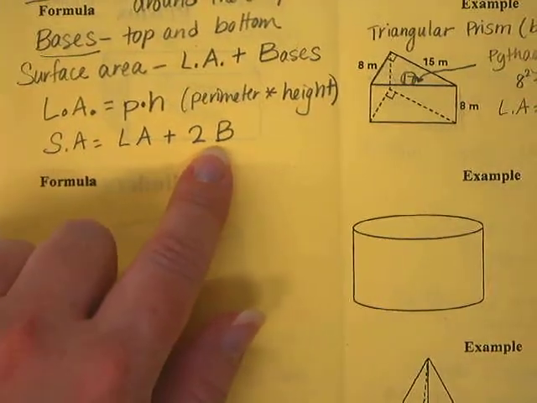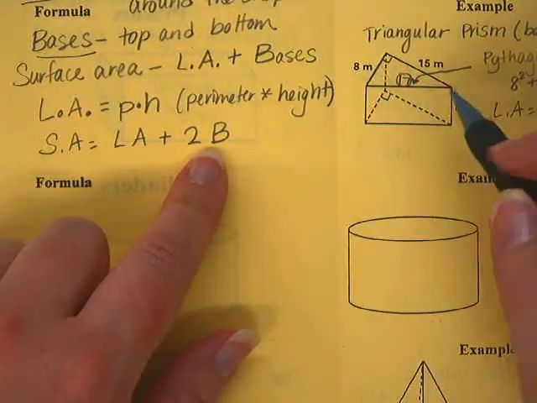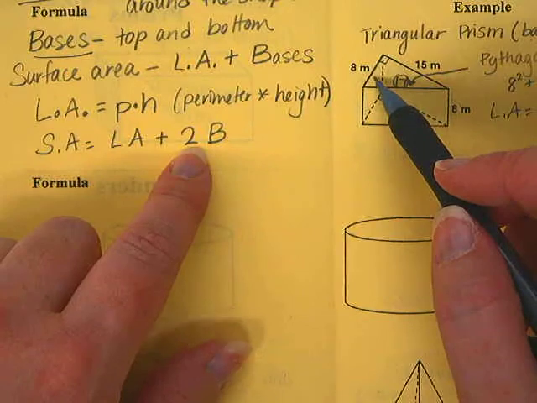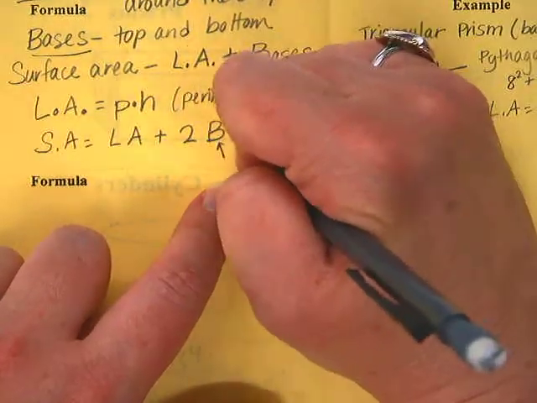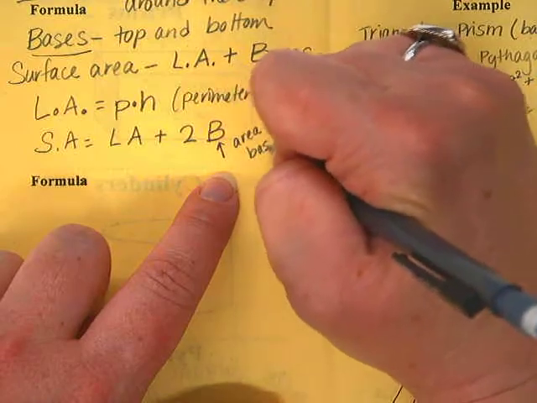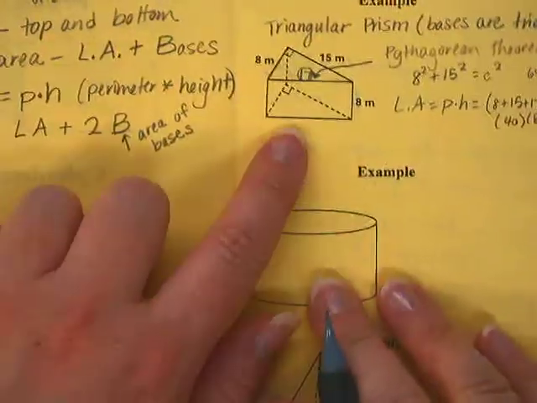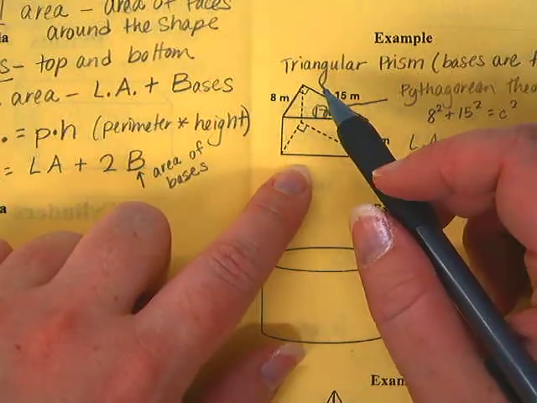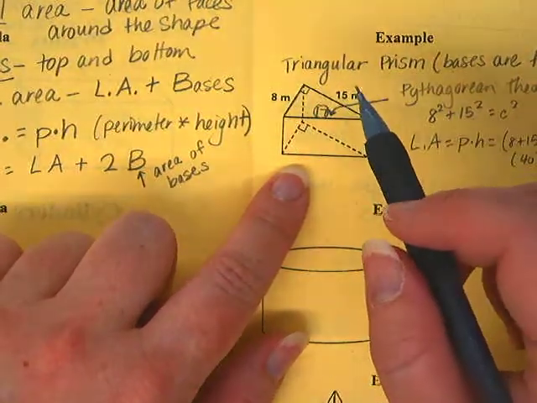Surface area is going to be the lateral area plus 2 bases. So I'm going to call the area of a base B. Lateral area plus the 2 bases. In this case, the bases are triangles, so you have to find the area of the bases based on the shape. Okay, so the area of the bases based on its shape.